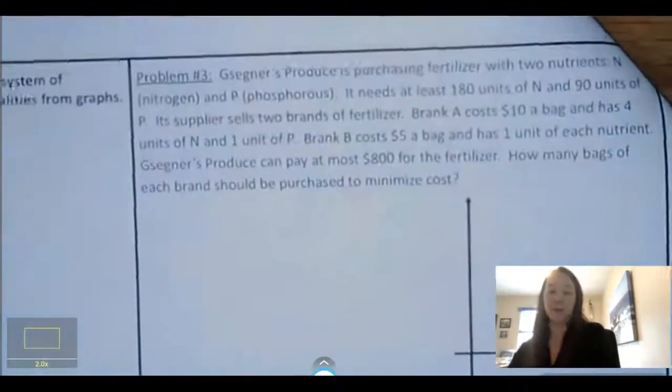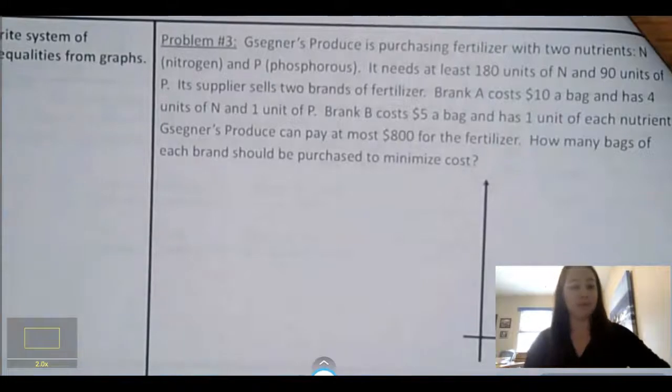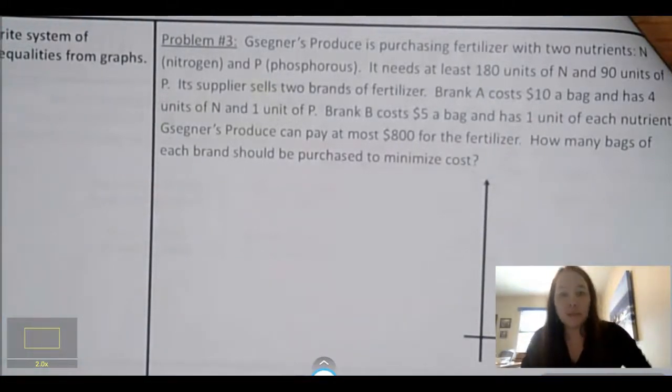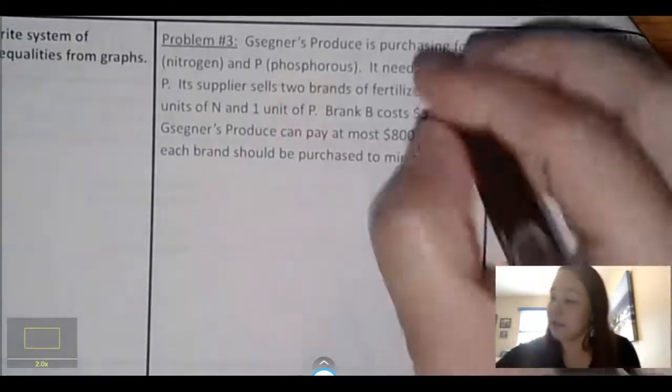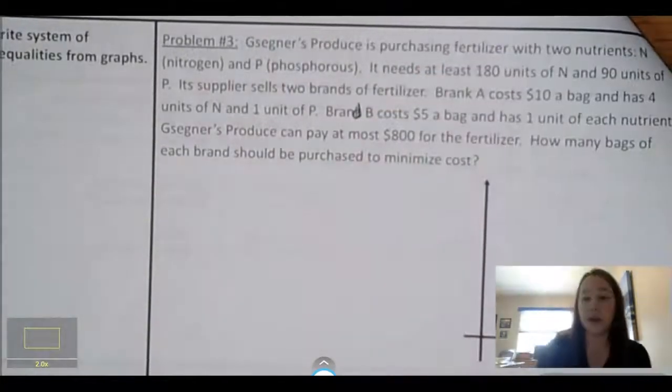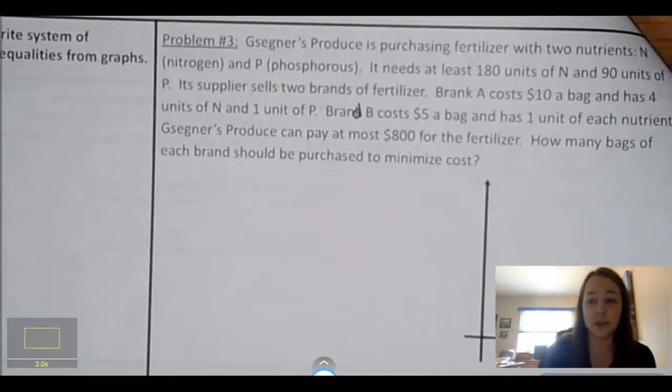Okay, last problem for this section of notes. Segner's Produce is purchasing fertilizer with 2 nutrients, N, nitrogen, and P, phosphorus. It needs at least 180 units of N and 90 units of P. Its supplier sells 2 brands of fertilizer. Brand A costs $10 a bag and has 4 units of N and 1 unit of P. That should say brand. Brand B costs $5 a bag and has 1 unit of each nutrient.